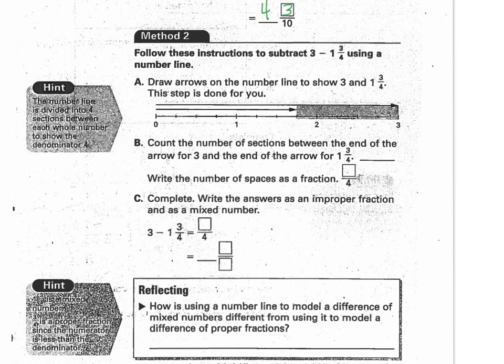Now we're going to subtract. 3 subtract 1 3/4. I'm going to show you using a number line. It does make it much easier to prove your answer. I'm going to show on the number line 3 wholes. Now I'm going to divide the number line, each whole, into 4 sections because the denominator of the other number is 4. So I have 1, 2, 3, 4. 1, 2, 3, 4, 1, 2, 3, and 4.